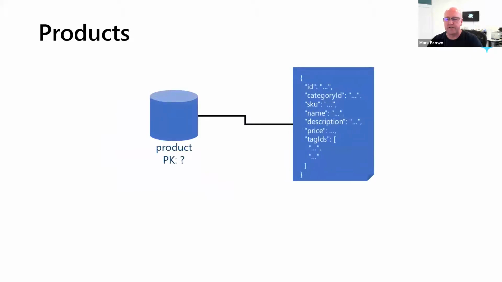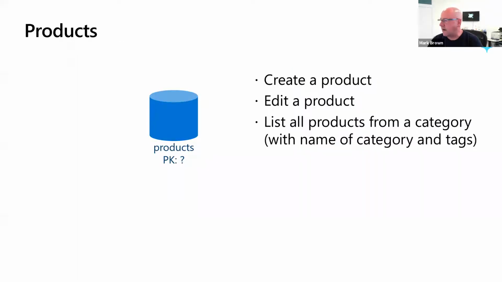Okay, next we'll store product in its own container, and call that product. Next, we need to figure out a good partition key. And again, we'll look at the operations we need to perform. We've got to create and edit a product. But the interesting one here is we want to list all products for a category. This is likely, in our scenario, how customers are going to search for products.